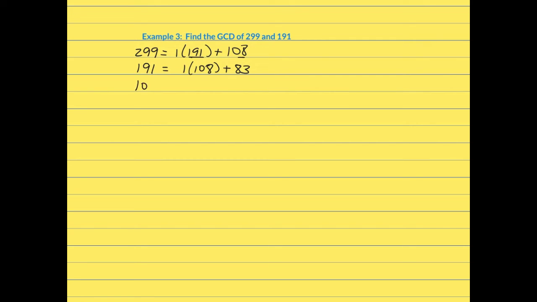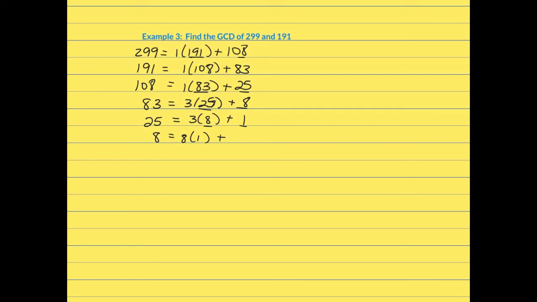Now 108 is equal to 1 times 83 plus a remainder of 25. Now 83 and 25. 83 is 3 times 25. That gives you 75, so we've got a remainder of 8. Now 25 and 8. 25 is 3 times 8 plus 1. And finally 8 and 1. So 8 is 8 times 1 plus 0.